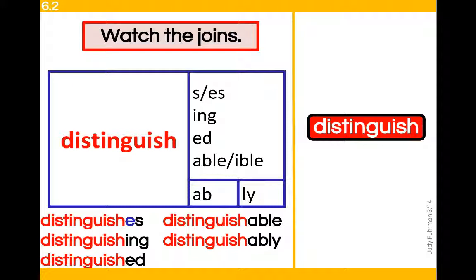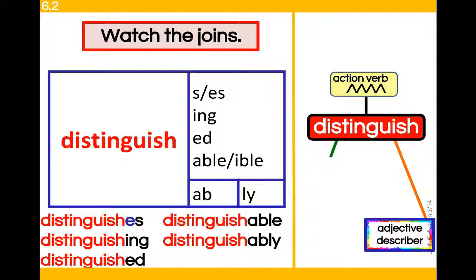Next, let's work on our word web with our base word distinguish. We have 3 types of words. We have action verbs, we have adjectives, and adverbs. Please pause the video right now and fill in your word web with the words from the left in the appropriate type of word they are.